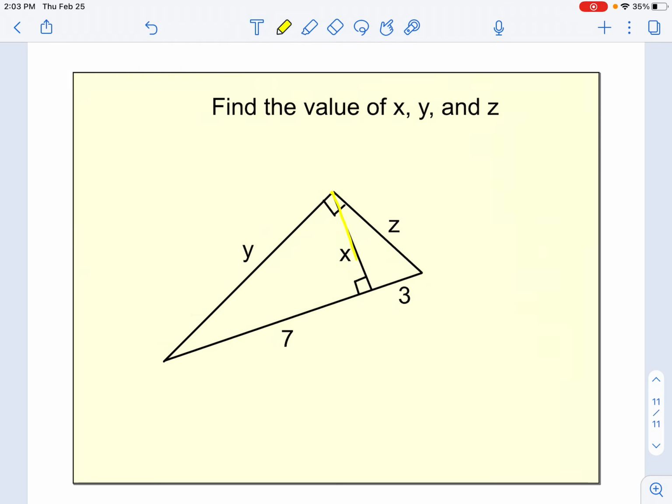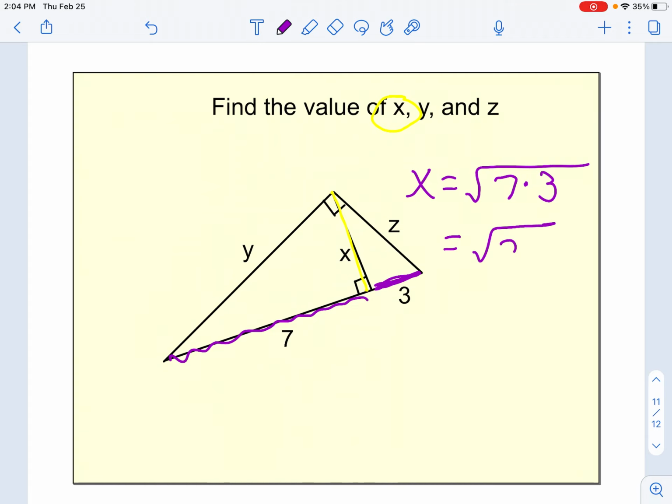Well, first of all, notice that X right here is the altitude. So that altitude X is the geometric mean of the two pieces of the hypotenuse it splits. So this piece and this piece. So X is equal to the geometric mean of 7 and 3. So X is equal to the square root of 21. So that's using that first theorem, and that's a pretty easy one to use.